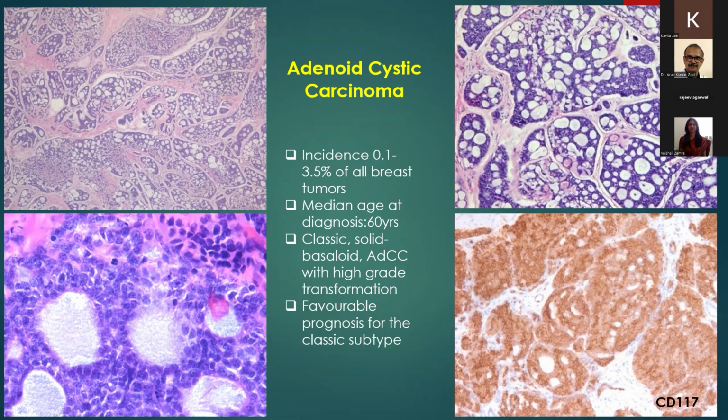Adenoid cystic carcinomas are divided into three main types. You have the classical type, the solid basaloid variant, and adenoid cystic carcinoma with high-grade transformation, which has the worst prognosis. The classical type has the best prognosis. CD117 IHC can be used to clinch the diagnosis.